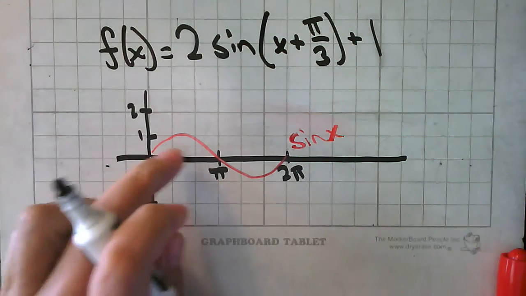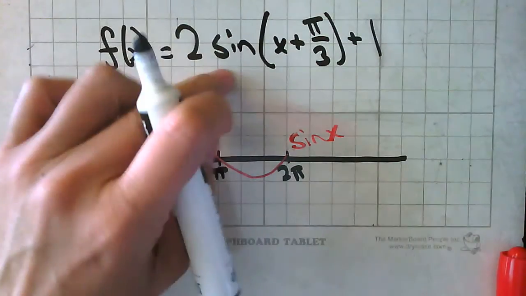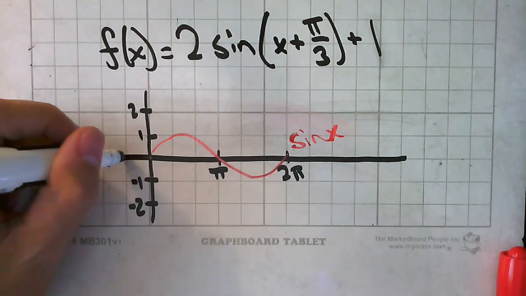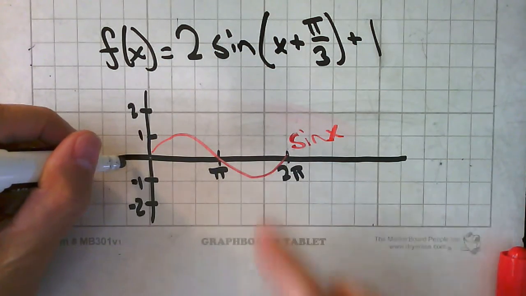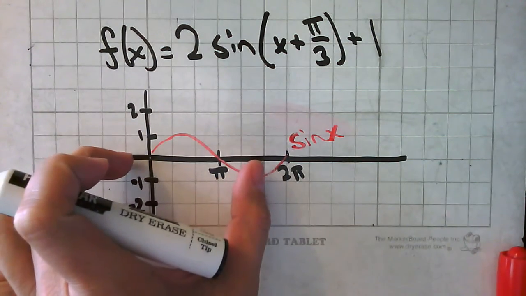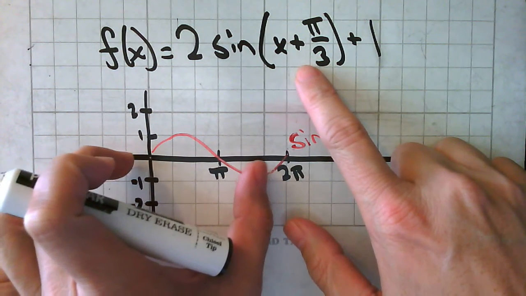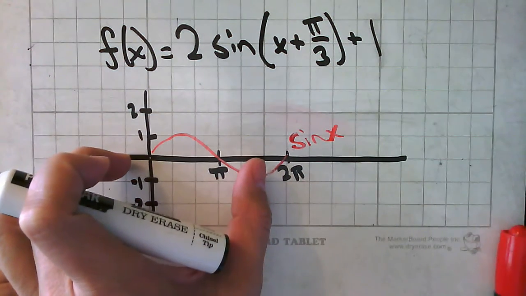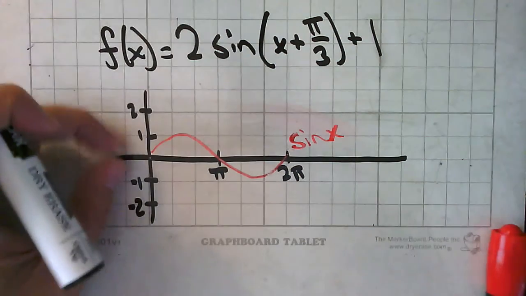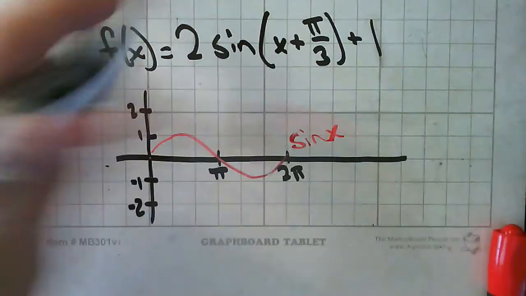So in the red, I have our normal graph of sine. So this time I'm going to start with this. We're going to shift it pi over 3. So I'm going to start over here. We're going to have the same period. So it's going to be this shifted over. That would take care of this phase shift. So phase shift to the left by pi over 3. Now the 2 is going to make it twice as tall. And it's going to shift up 1.